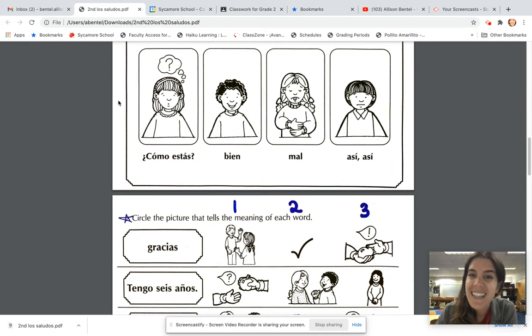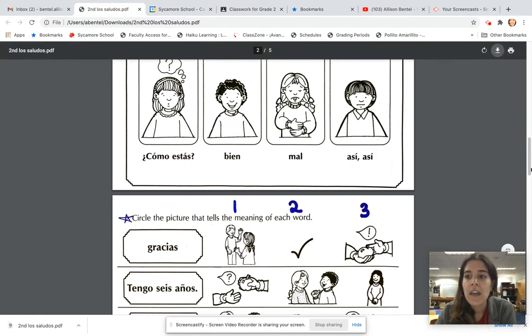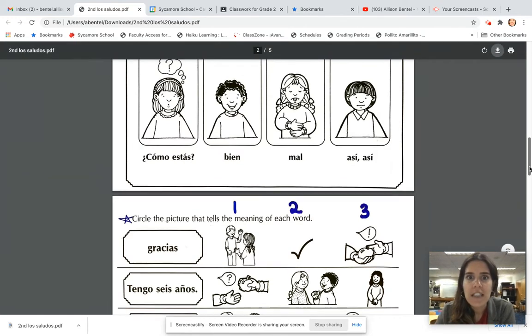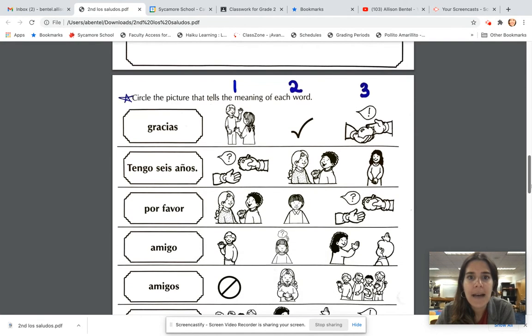Muy bien. It means, how are you? ¿Cómo estás? And we've learned 3 responses so far. Bien, which is well. Mal, which is bad. And así, así, which means so. The 3rd page, la tercera página.